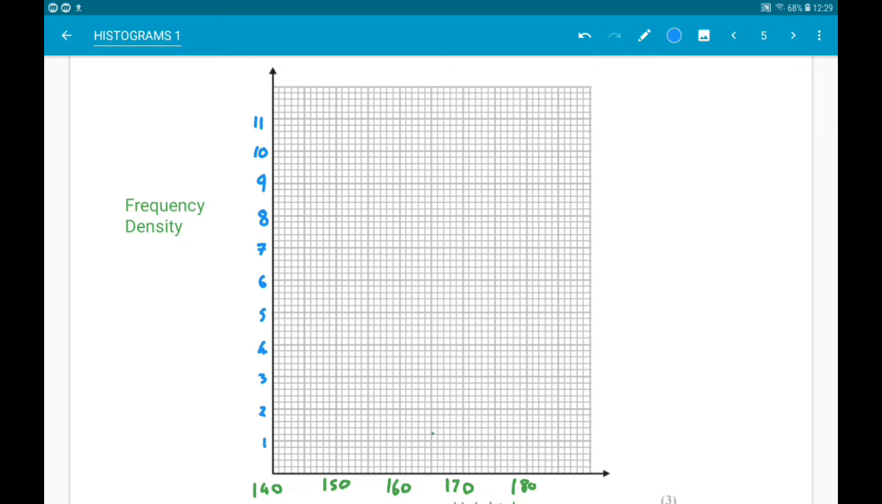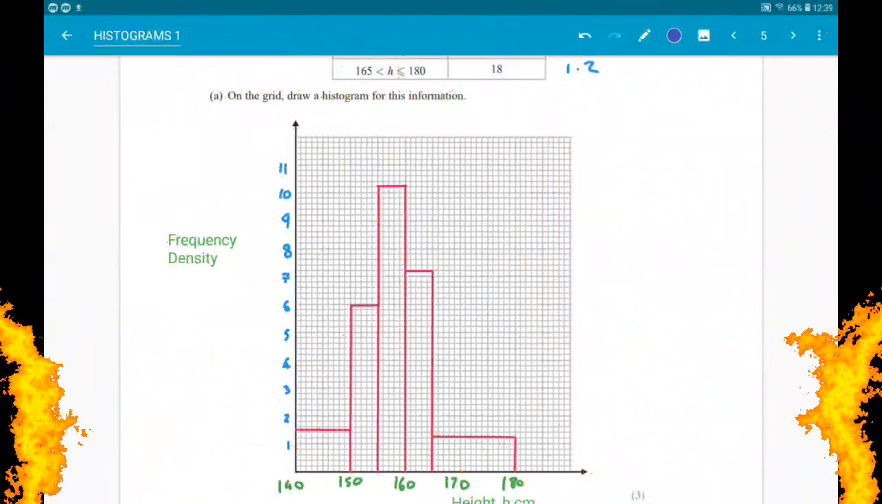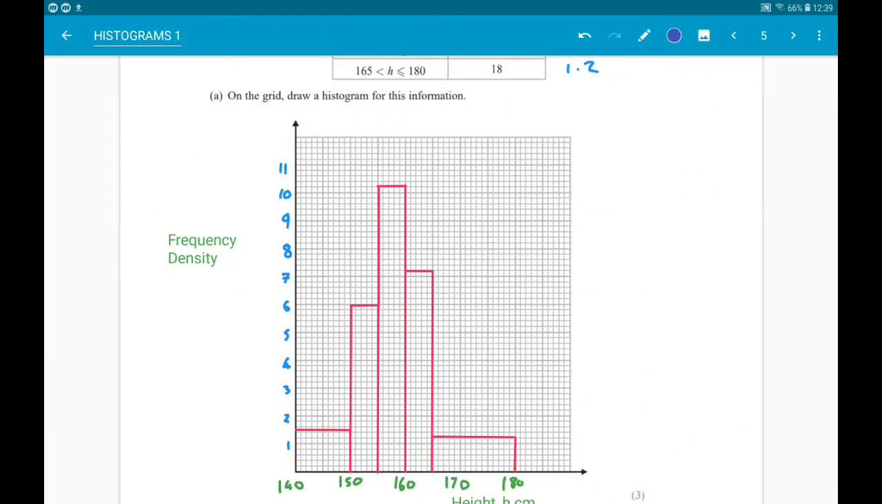Now it's time to draw the histogram. So again, the rectangles have a base of the interval width and height of the frequency density. So you should get this. Okay, so there is the histogram in all its glory.